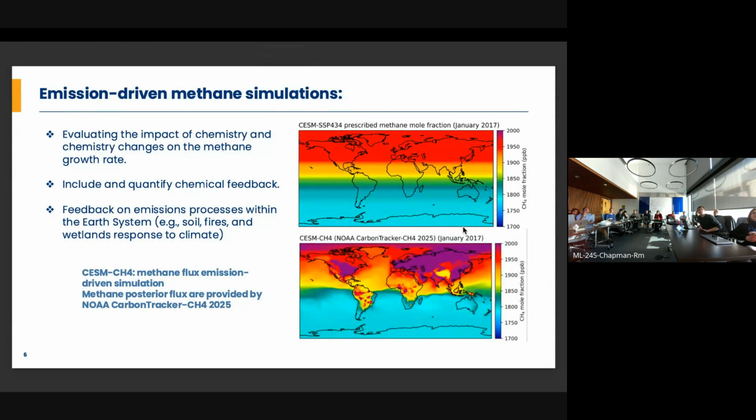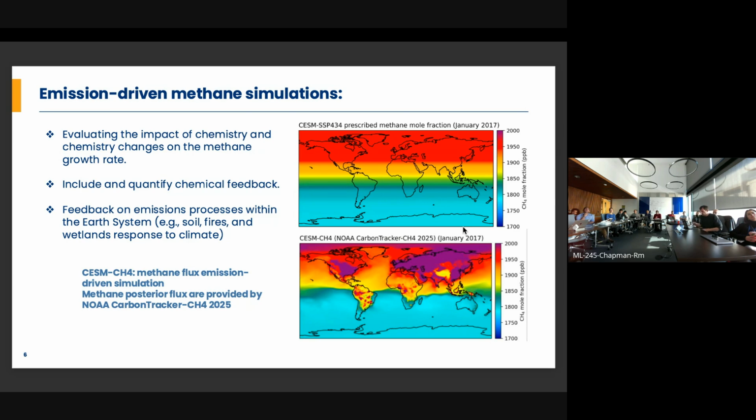So the vision is to develop a system where you would have methane emissions, if possible, with process models and interactive chemistry, so that we can include and quantify the chemical feedback of methane and OH and their feedback across the Earth system involving all of those chemical species. And eventually include fire, wetland, soil emissions of methane or all of these species. Like for fires, you would have all of them. I mean, most of them.